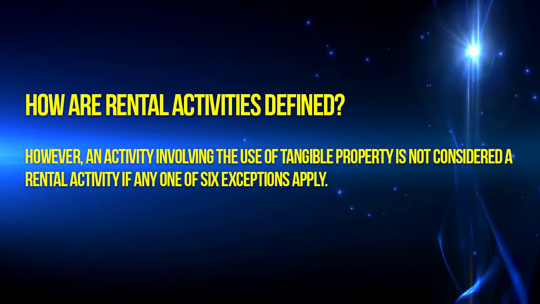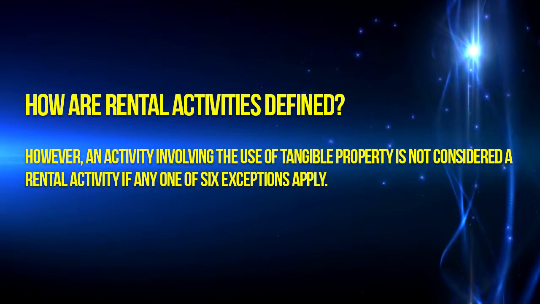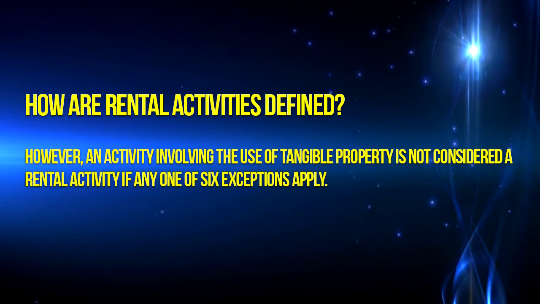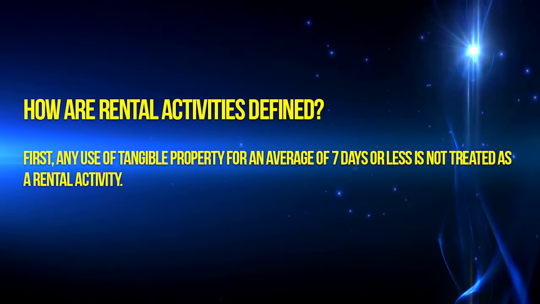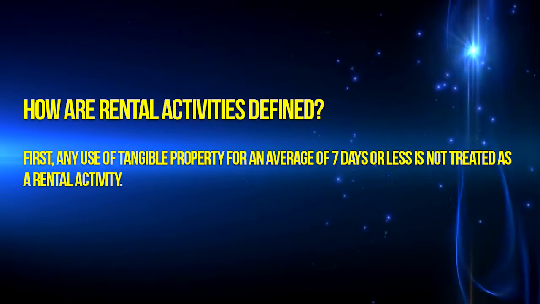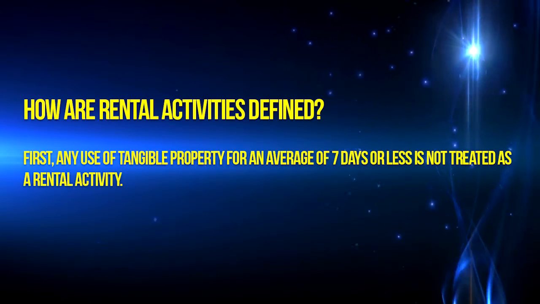So, an activity can be pulled out of the passive rental activity classification and become an active trade or business if one of the following 6 exceptions applies. First of all, average use of property. If the average rental period for a piece of tangible property is 7 days or less, that will not be considered a passive rental activity.